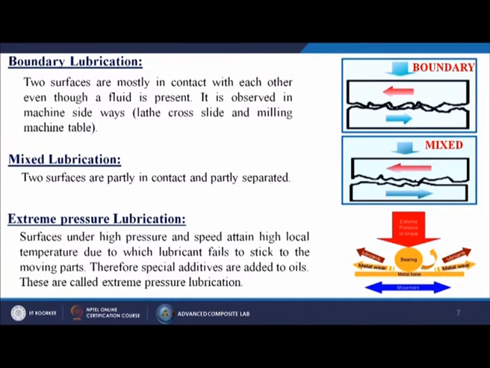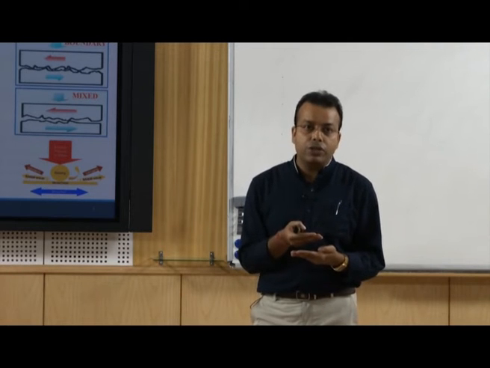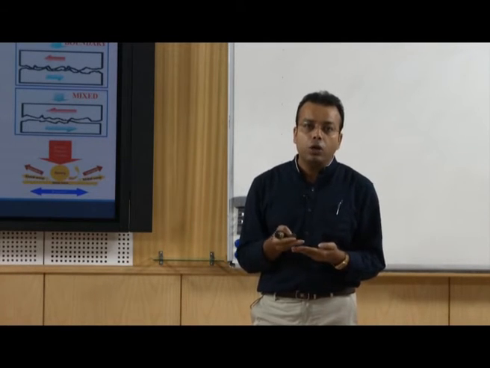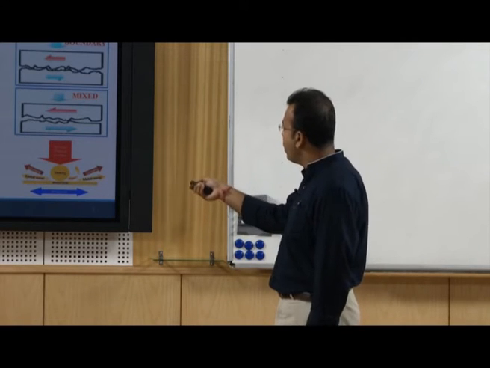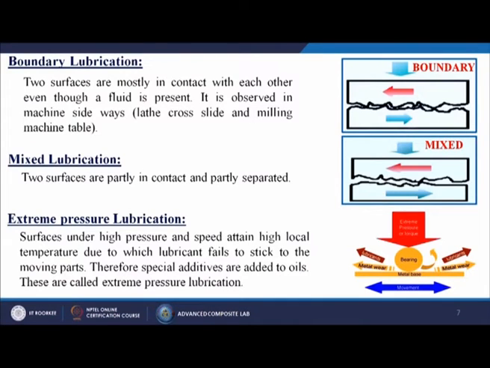Second one is called mixed lubrication. In mixed lubrication systems we can see that in maximum cases the parts are not contacting each other; certain lubrication films are present. From this figure you can understand that two bodies are moving in opposite directions and in between them the lubrication is acting.